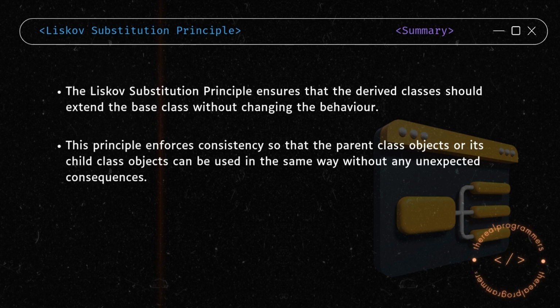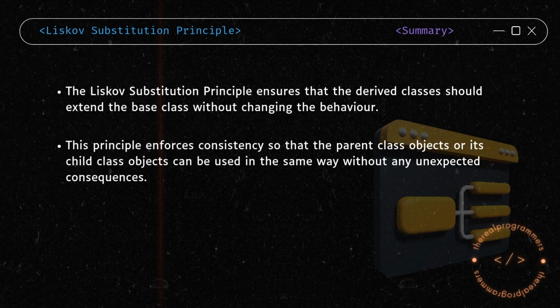The point of the Liskov substitution principle is to ensure that derived classes should extend the base class without changing the behavior. Following this principle helps you to avoid unexpected consequences of changes by enforcing consistency, so that the parent class objects or its child class objects can be used in the same way.